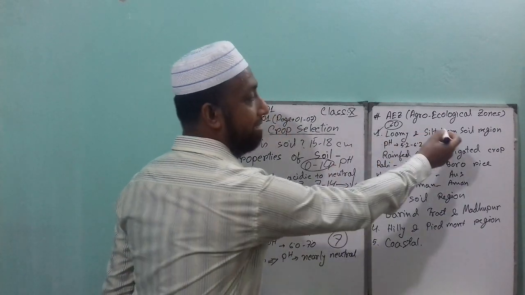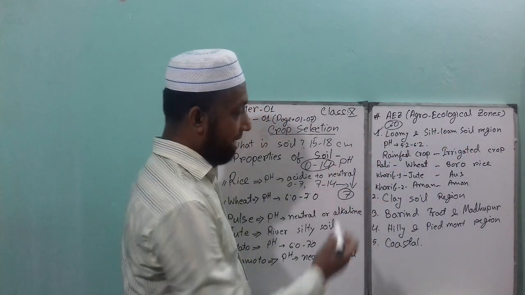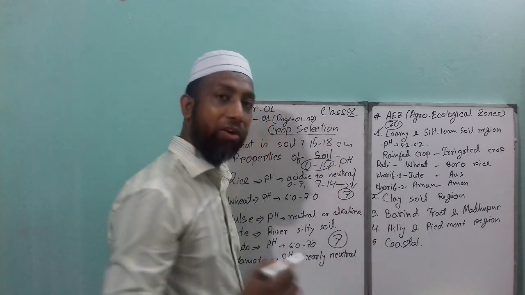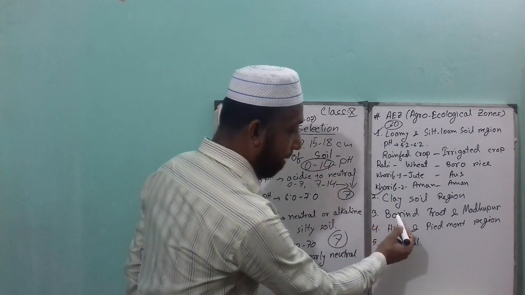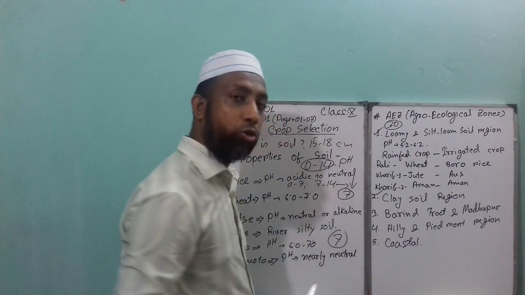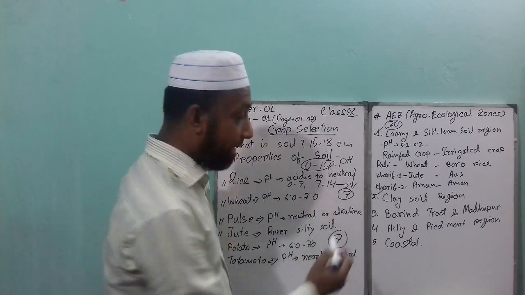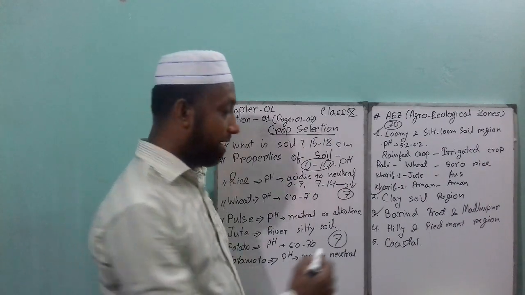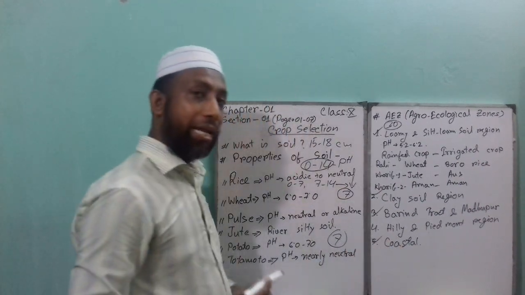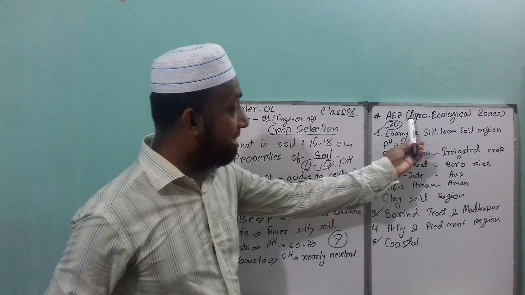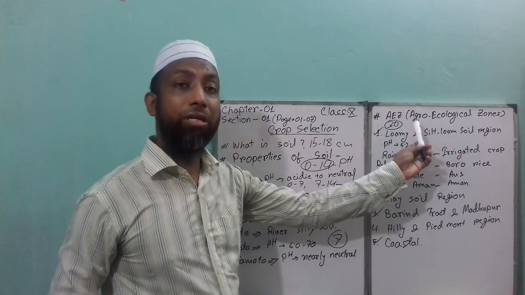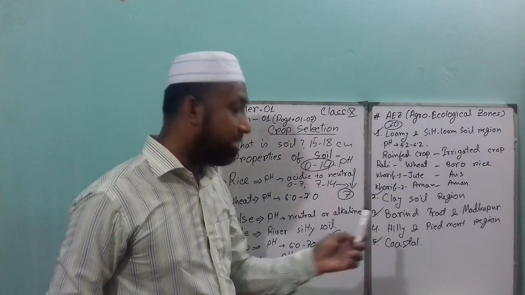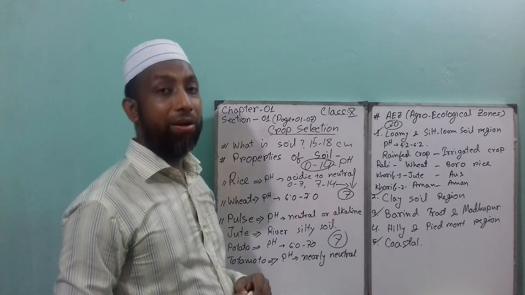is loamy and silt loam soil region. Next one is clay soil region. Next one is barren tract and Modhupur tract. And the fourth one is hilly and peat region. And the last one is coastal region. And these 30 AEZ or agro-ecological zones are divided into these 5 regions in our country.